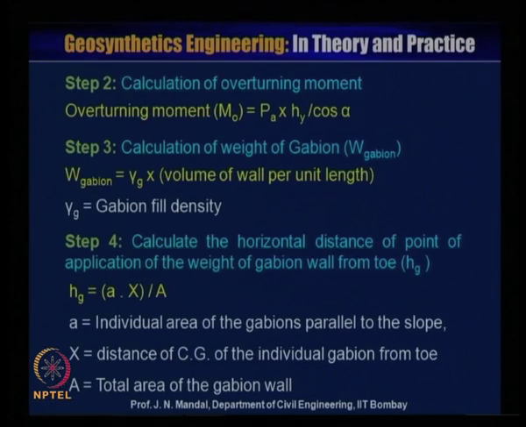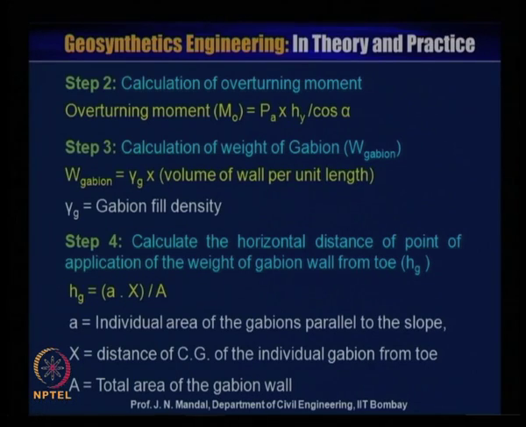Now for the design, we will follow Step 2, calculation of the overturning moment. That is, overturning moment M0 is equal to Pa into Hy by cos alpha. So this overturning moment you can calculate. You know the Hy, which we discussed earlier. You know alpha, you know Pa, so you can calculate overturning moment M0.